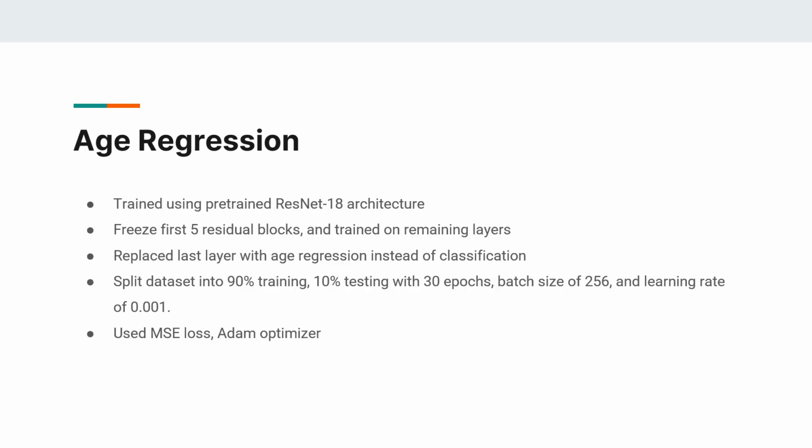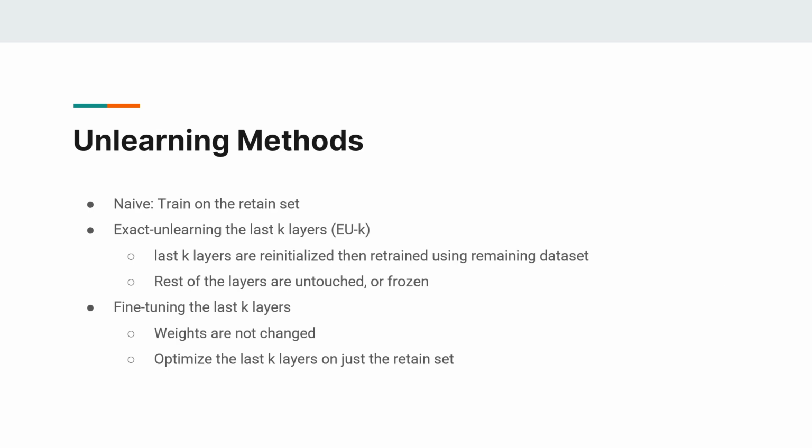All right, so the first model that we attempted to do unlearning on is the ResNet 18 architecture with pre-trained weights on ImageNet. And what we did was we froze the first 5 residual blocks, we trained the rest, and then we added an additional regression layer that was just a linear layer. And then we did some train test splits, 90% training, 10% testing, and then these are some of our other hyperparameters.